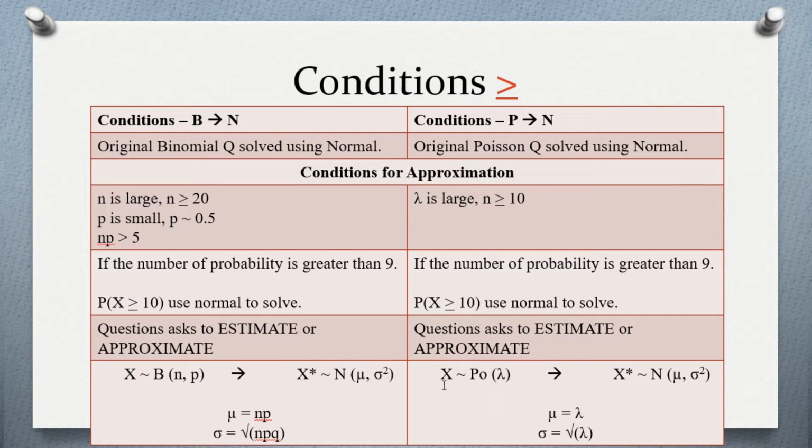So when you change it to normal, same thing, you write the original distribution first. Then when you change, you have a little asterisk there. Why is there an asterisk there? Because this is a new distribution now. All right. Then you will have the normal with the mean and standard deviation. Your mean is your lambda. We have just done this in the extra questions. And your standard deviation is the square root of lambda.